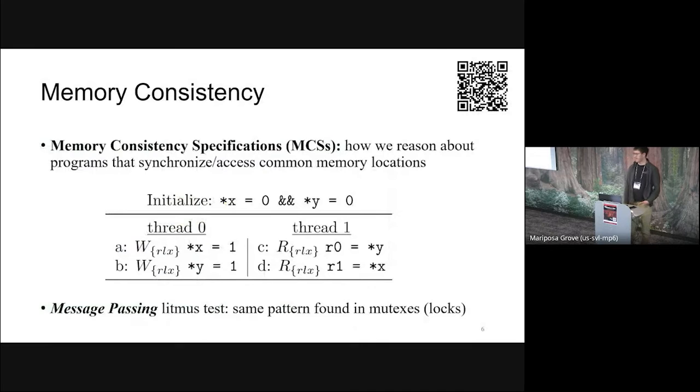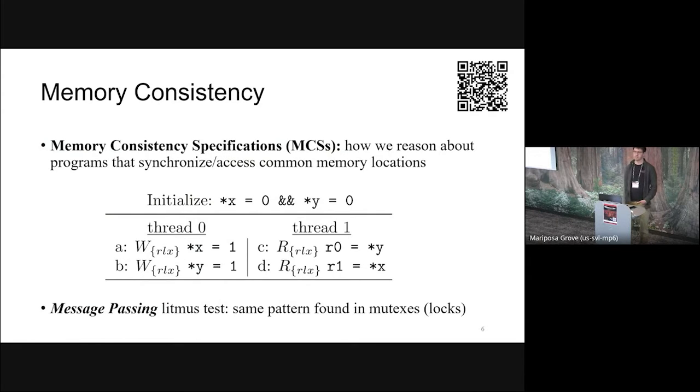So what do I mean by the foundations of fine-grained synchronization? I'm talking about memory models, or memory consistency specifications, as we call them in our papers. And it's how we actually reason about programs that synchronize or access common memory locations. So this program right here is an example of a message passing litmus test. We use these little litmus tests to show how memory consistency works and what kind of behaviors are possible.